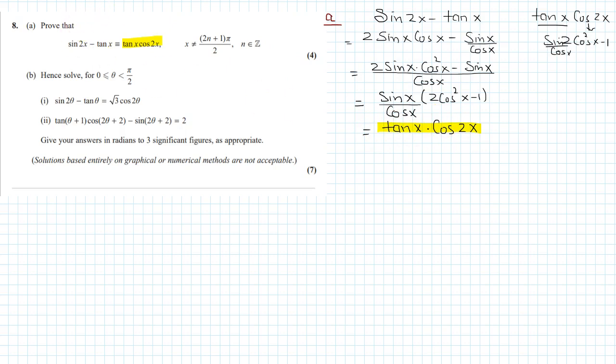Part B. First part is sin 2 theta minus tan theta. We have to solve this. Is equal to root 3 cos 2 theta.